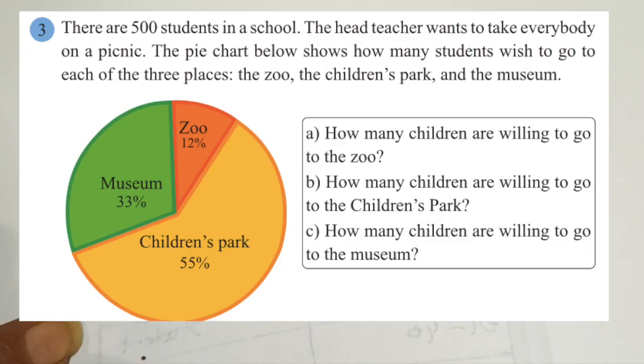The pie chart following below shows how many students wish to go to 3 places: the zoo, the children's park and the museum. Then we see the pie chart. 12% of students want to go to the zoo, 55% want to go to the children's park, and 33% want to go to the museum.